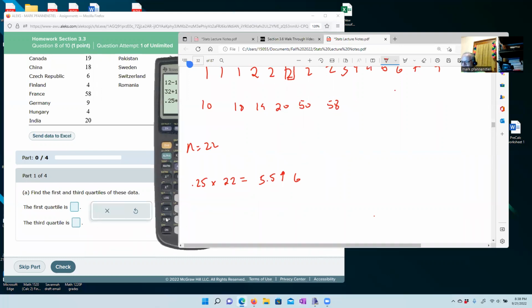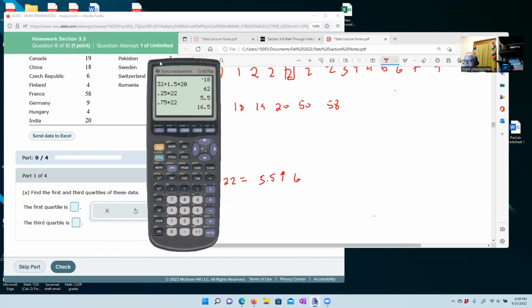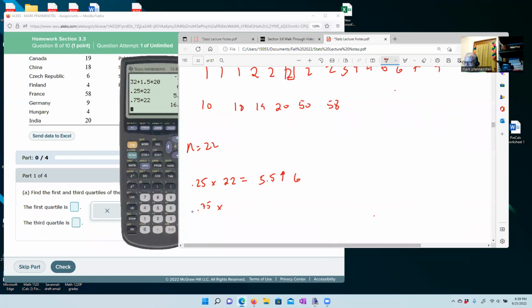Okay. The third quartile, let's go ahead and check that out. That's going to be 0.75 times 22. Equals, we got 16.5. So we said third quartile, 0.75 times 22.